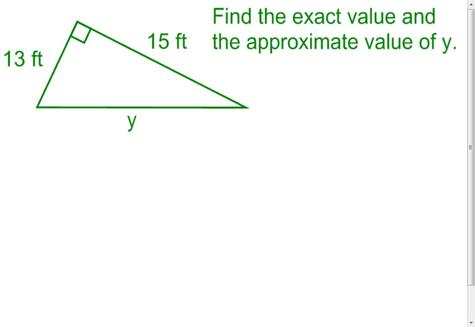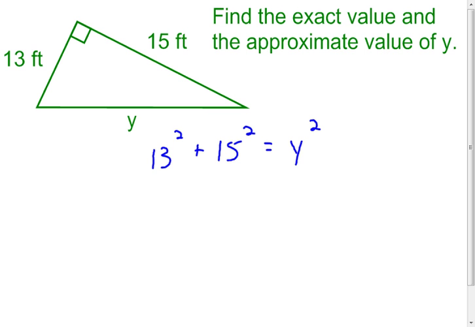So in this one, do the same thing. Pythagorean theorem is going to work. A this time will be 13. Square it. B is going to be 15. We have to square it. And the c, well, it's our hypotenuse, which is y, so I'm just going to leave it as the variable y.